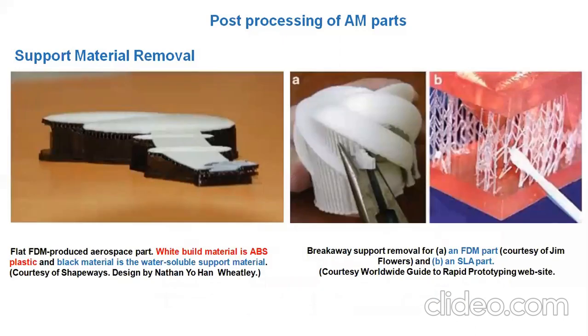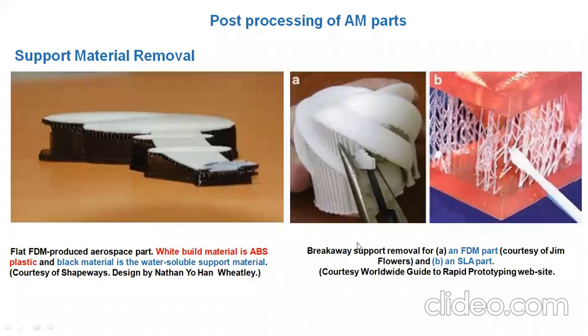This is the second image, flat FDM product. FDM is a process which is used in additive manufacturing to produce aerospace parts. From your first figure you can identify the white build material, it is an ABS plastic, and the black material is the water soluble support material. After manufacturing, we will place this component into the water, and the water soluble component will dissolve, which is the support material which is removed from your main component. Now in your second and third figure, you can identify this portion is your support material which is provided in your main component for supporting purpose.